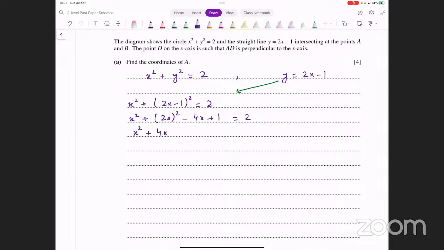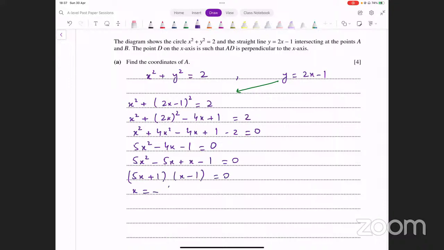X squared plus 4x squared minus 4x plus 1 minus 2 equals 0. And we get a quadratic equation from this, which is x squared plus 4x squared, which is 5x squared, minus 4x minus 1 equals 0. Can we factorize this? Can we break the middle term? 5 minus करके हमारे पास 4 आ सकता है. Yeah. So we can say 5x squared minus 5x plus x minus 1 equals 0. We get two factors from this, 5x plus 1 and x minus 1.